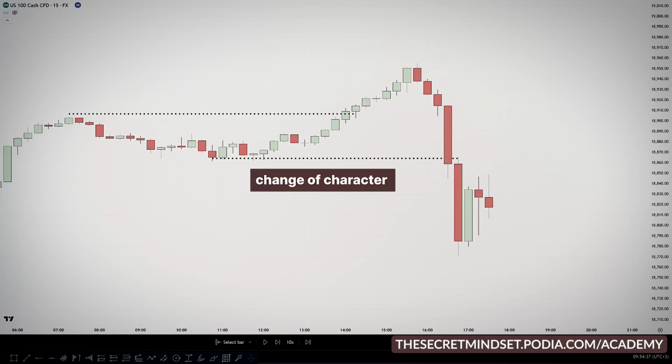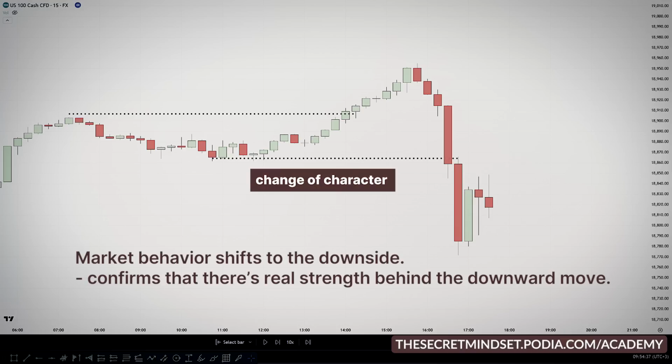After the break of structure, we see a change of character in a bearish direction. This is when the market behavior shifts to the downside. The price moves down strongly after breaking the previous structure. It confirms that there's real strength behind the downward move.